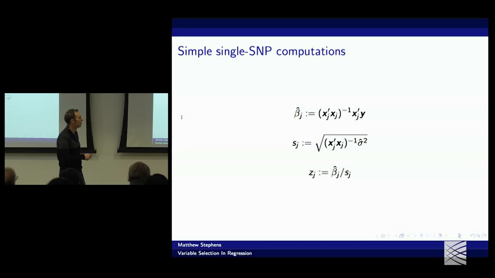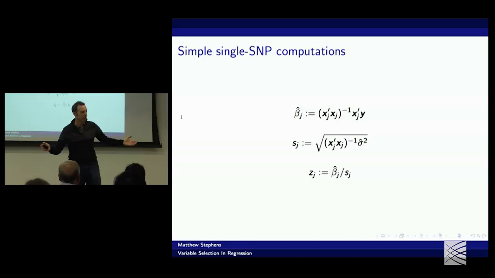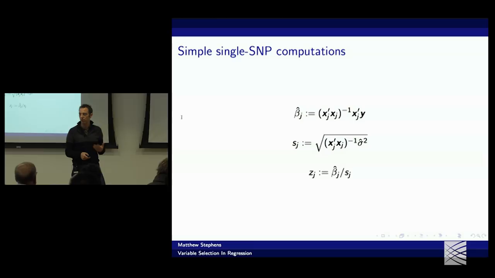They compute an estimate, sometimes called the least squares estimate of beta. They compute a standard error, and they compute a z-score by dividing the estimate by its standard error. And then they compute a p-value from the z-score and take the log 10 and plot a Manhattan plot. So these calculations are very, very simple, very, very quick. And my goal is to be able to do fine mapping using, essentially, these kinds of calculations. But we're not there yet.